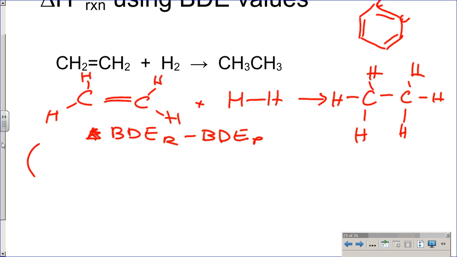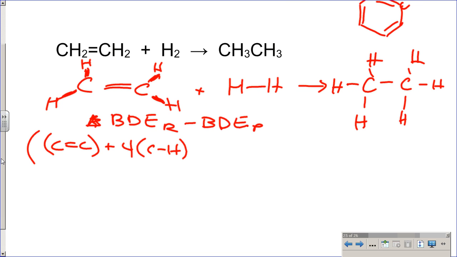Which bonds in the reactants am I breaking? Okay, so a C to C double bond. Okay, what else? How many C to H bonds are there, though? 4. So 1, 2, 3, 4. So I have 4 C to H single bonds that I'm going to break. I'm just listing out which values I need to find, essentially, because these are just the identities. So I've got 1 C to C double bond, 4 C to H single bonds, and 1 H to H single bond.